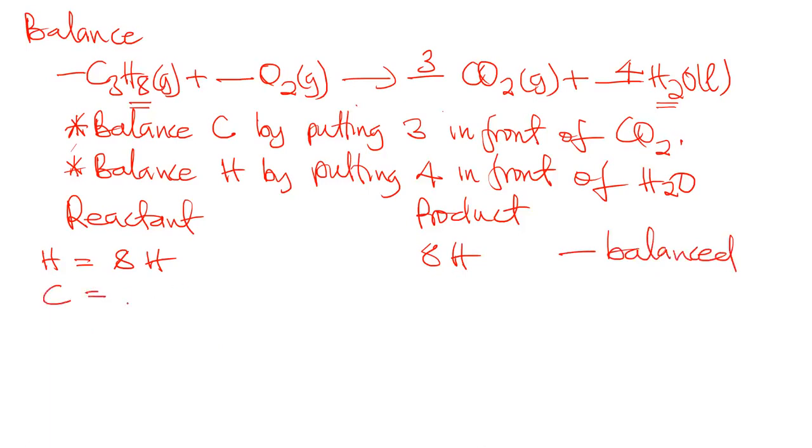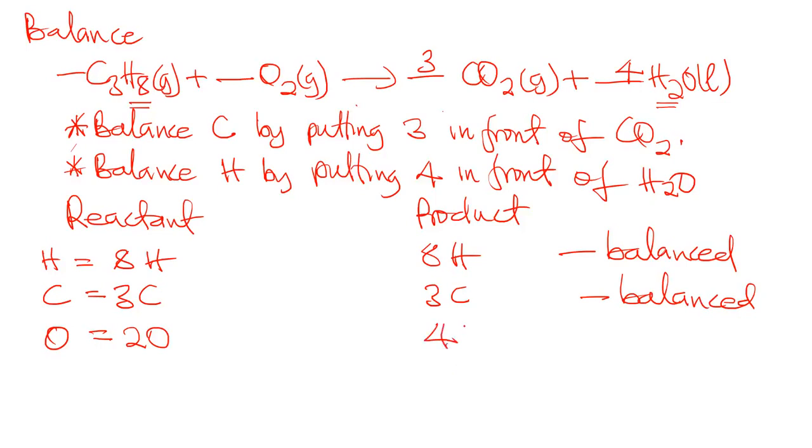Carbon, reactants, we have 3 carbon. Product, we have 3 carbon. So the carbons are balanced. But oxygen, reactant, we have 2 oxygen atoms. That's all, 2 oxygen atoms. Product, we have 4 oxygen atoms. So this is not balanced. So what we do is we balance oxygen.